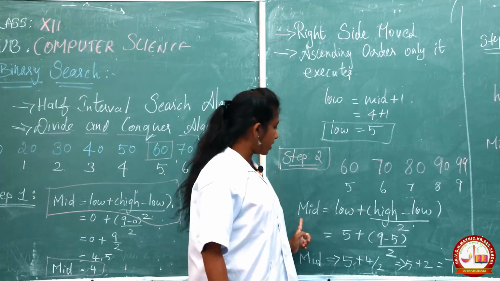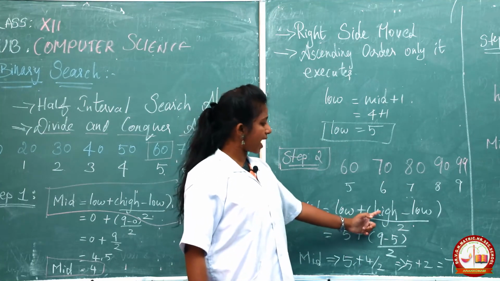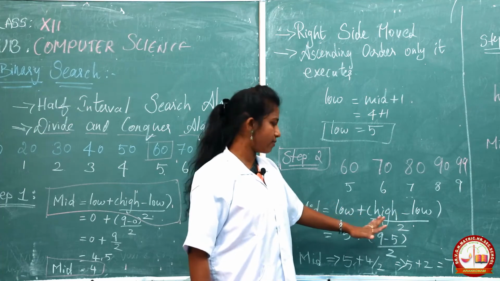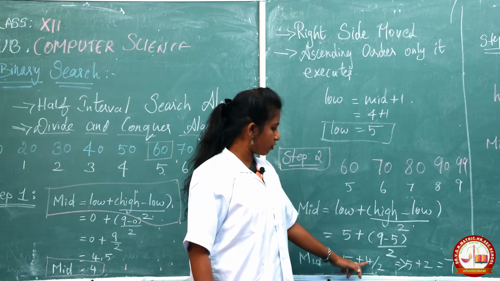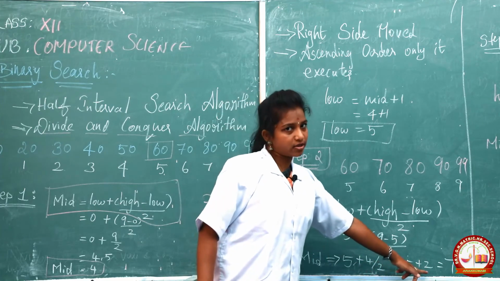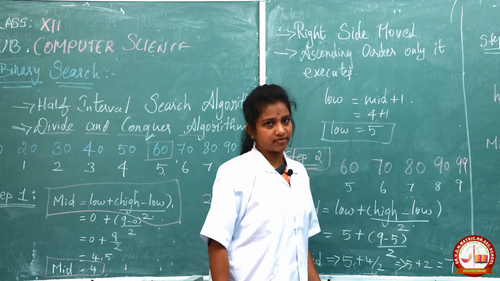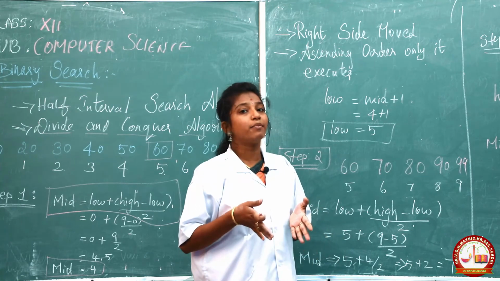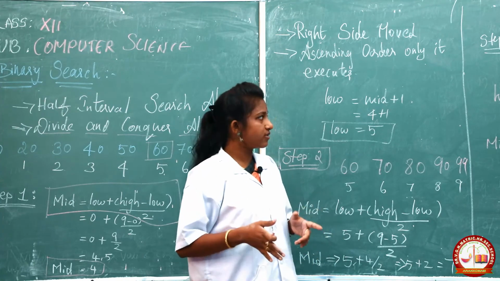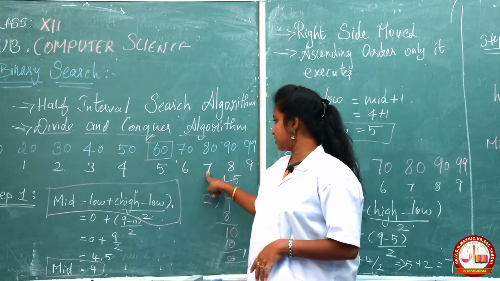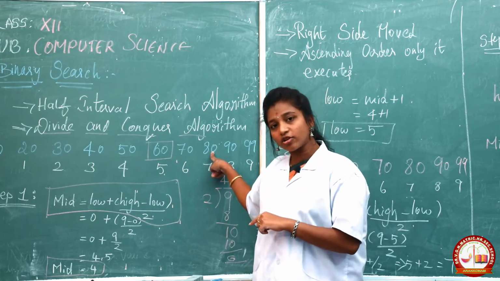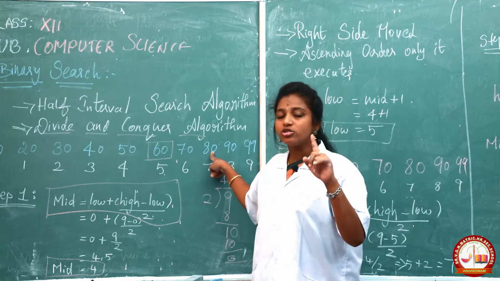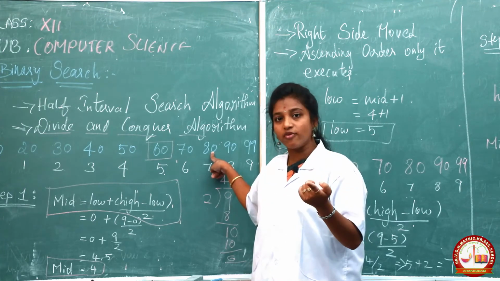Already I have the formula: low plus (high minus low) divided by 2. So I substitute here: 9 minus 5 is 4, 4 by 2 is 2. So 5 plus 2 is 7. Now I have the mid value of 7. 7 is holding the value of 80. Is this our target value of 60? No. So again I am going to search.